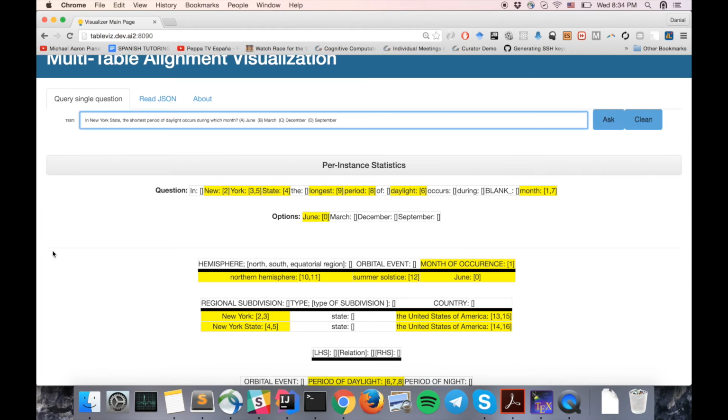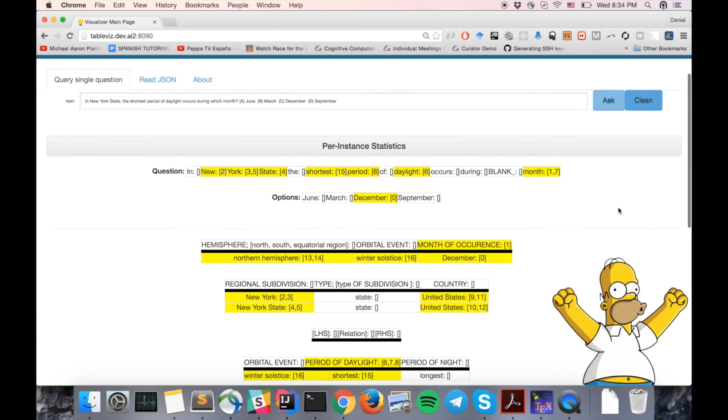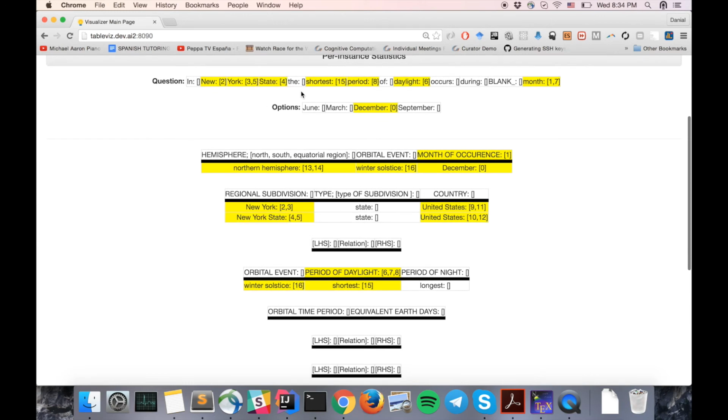Here I'm replacing longest with the shortest. So all the previous alignments should be the same except the alignment of the shortest, which happens during the winter solstice. And the correct answer here is December, since winter solstice in the northern hemisphere happens during December.